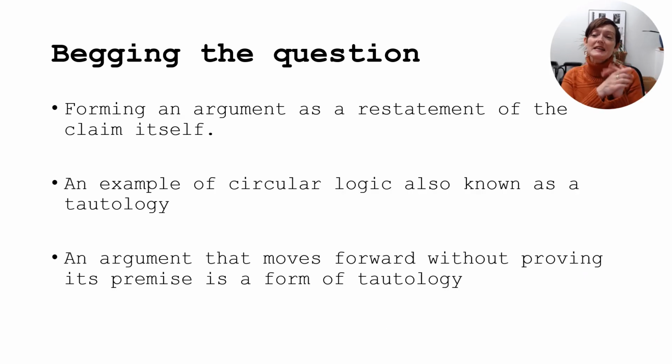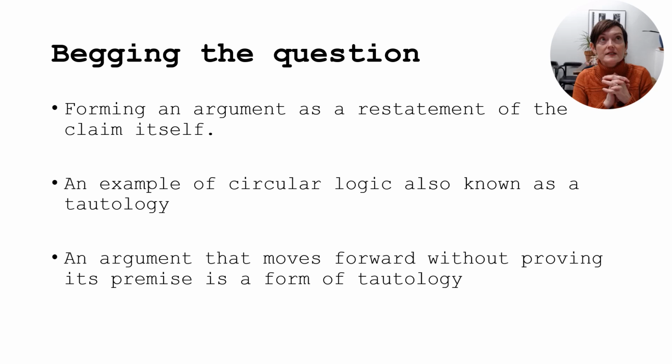All right, next term is a little complicated, and so I'm going to give you lots of examples of it. It's called begging the question. Begging the question is to form an argument that is a restatement of the argument itself. So you state it, and then to prove your point, you find a way of just restating it with different words rather than actually supporting it with evidence or more logic. So it's a kind of form of circular logic because the second statement just kind of draws back on the first statement. So it's called a tautology and means that it is circular logic.